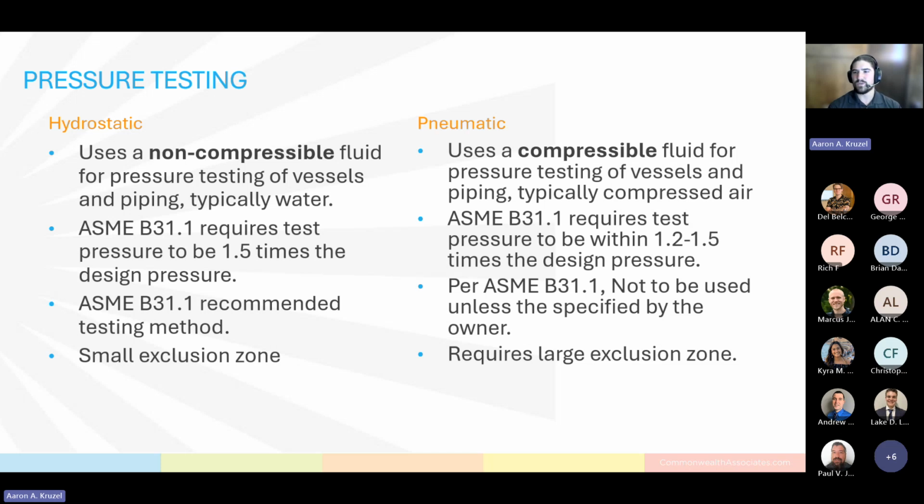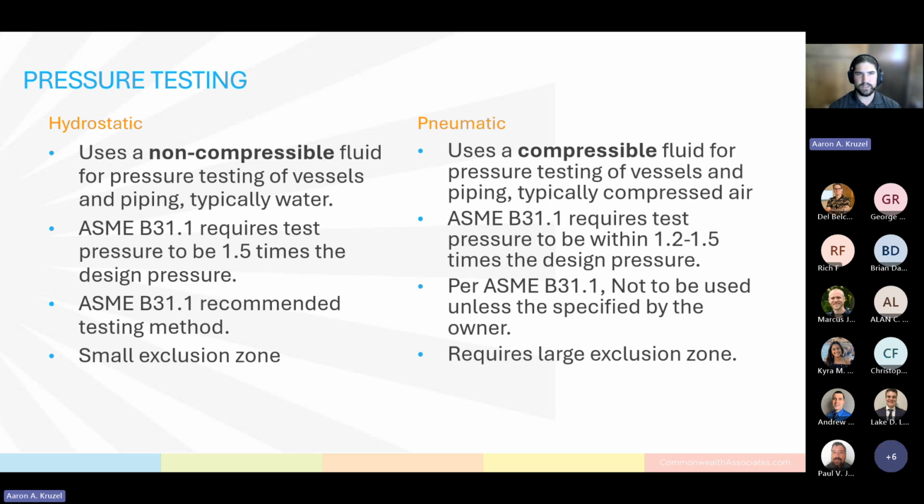So what happens when these go wrong? With hydrostatic, if this testing fails, generally it's a pinhole leak or something small, a gash in the side of the pipe that expands and a small squirt of water comes out.